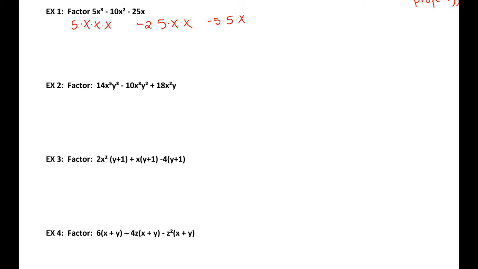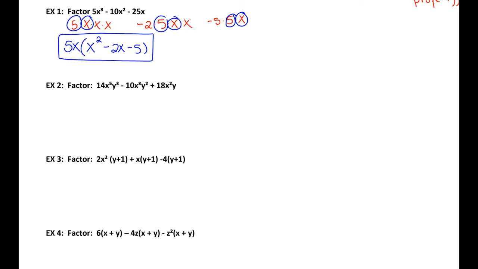Now I'm trying to look at which factors appear in all three of these terms. So they all have a 5 and they all have an x. That's your greatest common factor. It's going to sit out front, and inside the parentheses are going to be your remaining terms. So the first term has an x squared left, the second term has a negative 2x left over, and the third term has a negative 5. This would be your final factored expression.